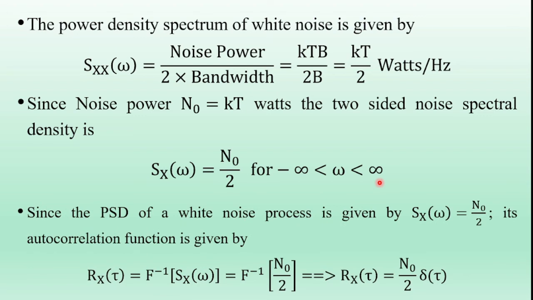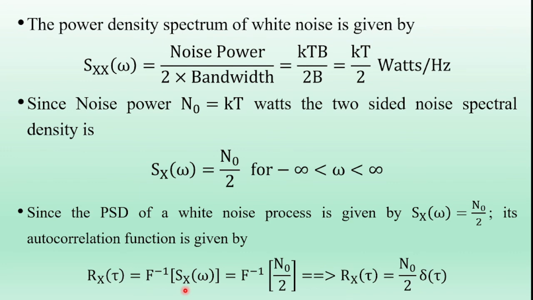Next, find the autocorrelation function. We know that the autocorrelation function and the power spectral density of the random process form a Fourier transform pair. That is, the Fourier transform of the autocorrelation function is equal to the power spectral density. From that expression, the autocorrelation function is equal to the inverse Fourier transform of the power spectral density.